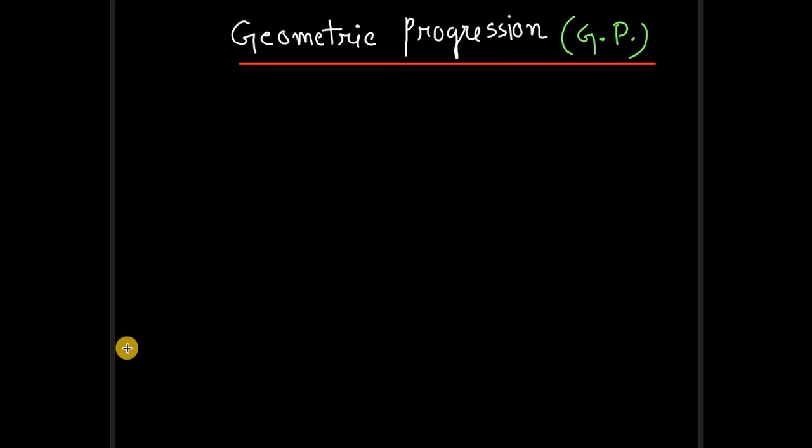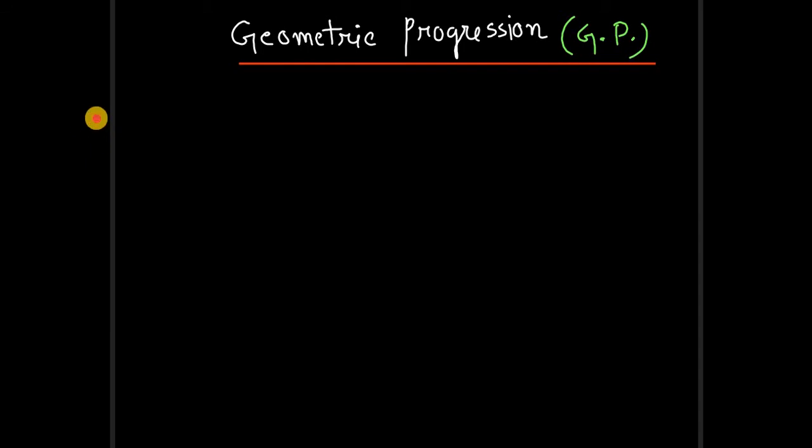Hey friends, in this video I'll talk about geometric progression. So what is geometric progression? Geometric progression is a kind of sequence with a certain pattern, as we have seen in arithmetic progression, but the difference is that the geometric progression has a different kind of pattern.